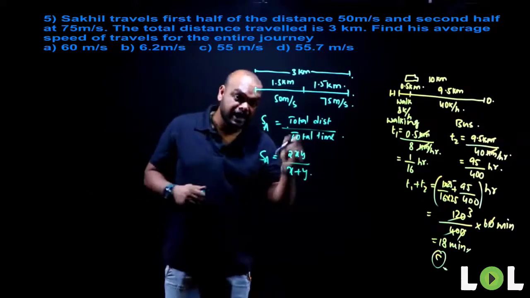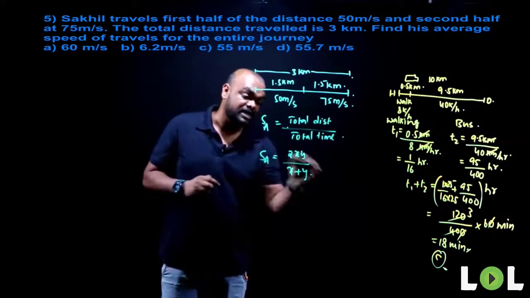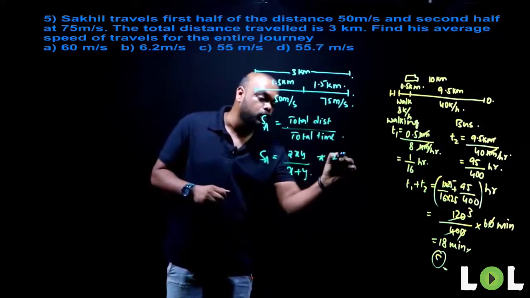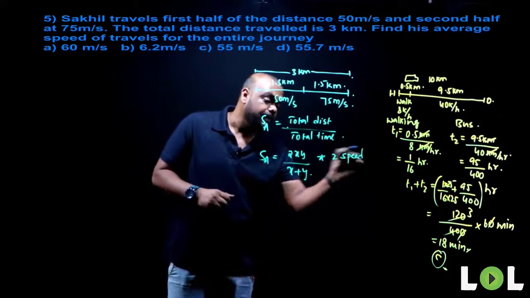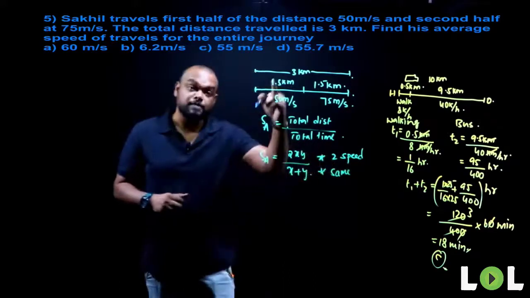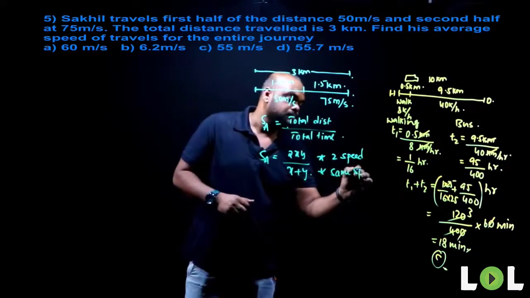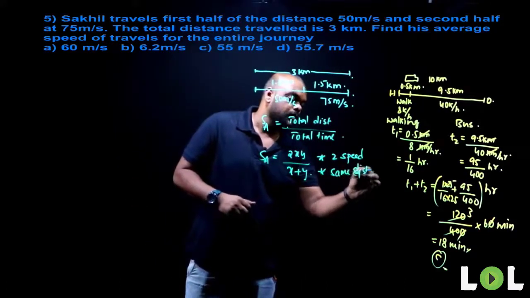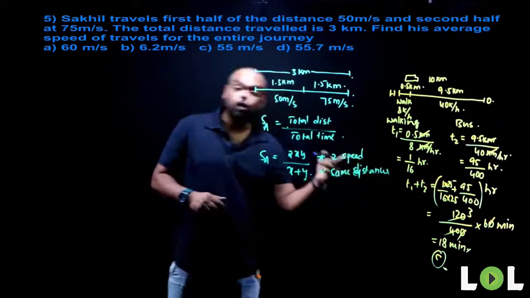Now, there are conditions here which I already told you in the previous class. When can I use this formula? Only two speeds and same distances. Distances traveled at both the speeds must be same. Now, observe. First, let us see whether the conditions are okay in the problem.